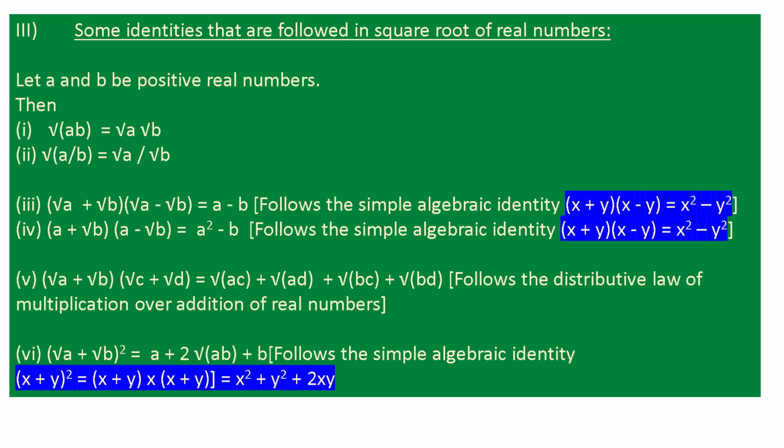This follows the distributive law of multiplication over addition of real numbers. Now the last one follows the algebraic identity (x + y) the whole squared is equal to (x + y) times (x + y), which is x squared + y squared + 2xy. This algebraic identity is being followed for (root a + root b) the whole squared.